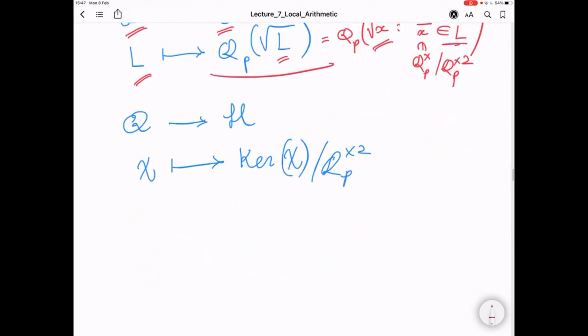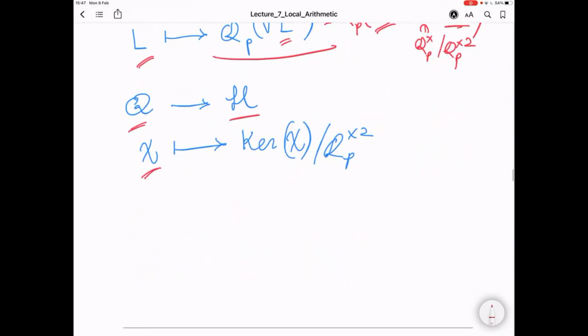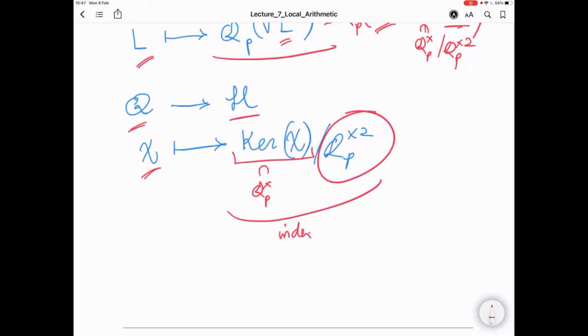What is the bijection from Q, the set of quadratic characters, to the set of index 2 subgroups? You take your quadratic character, its kernel is an index 2 subgroup of QP star. You go modulo the squares and you get an index 2 subgroup of QP star modulo squares, right? Okay.